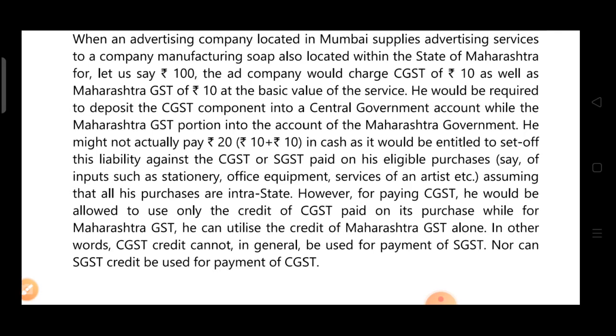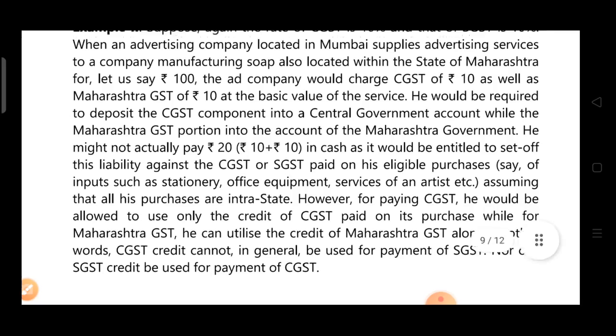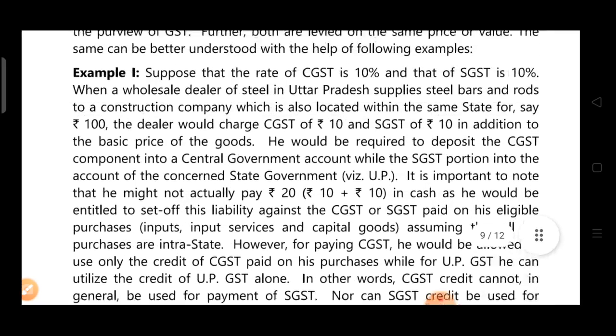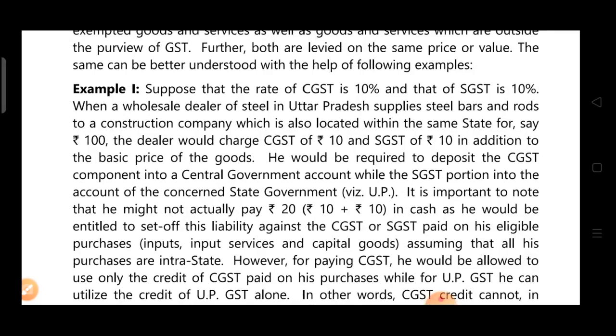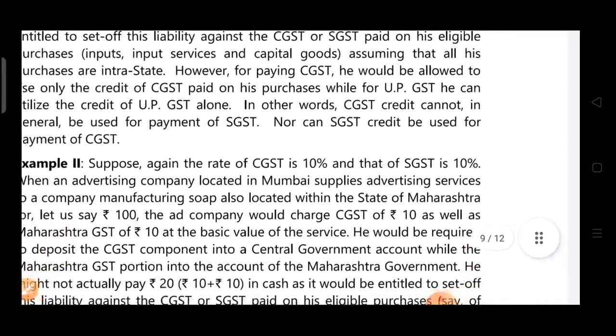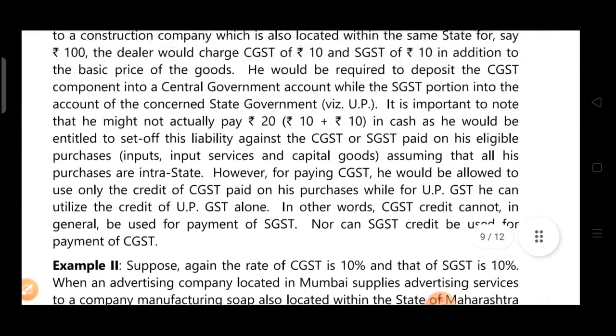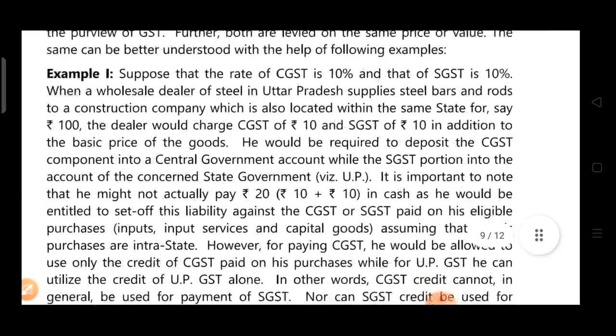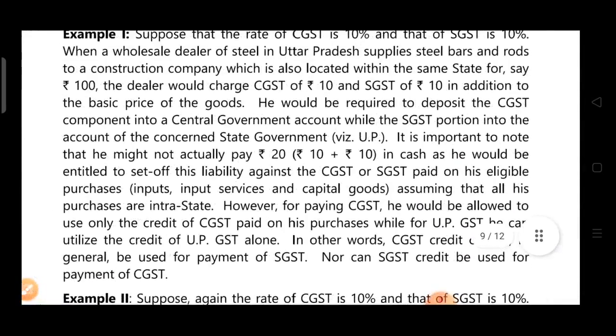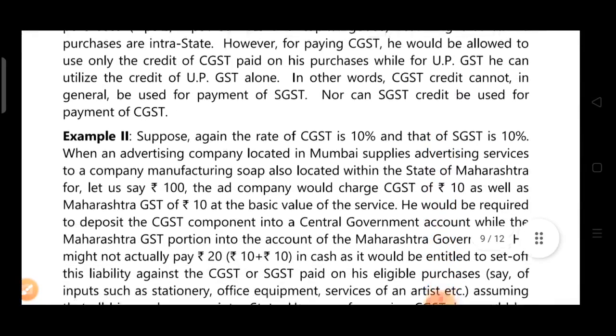However, for paying CGST, he would be allowed to use only the credit of CGST paid on his purchases, while for Maharashtra GST, he can utilize the credit of Maharashtra GST alone. In other words, CGST credit cannot in general be used for payment of SGST, nor can SGST credit be used for payment of CGST. You know why they have given two examples. In the first example, they have explained that the supplier is supplying goods, and in the second example the supplier is supplying services. Both are examples of intrastate supply, because the question was only based on intrastate supply. Okay, in the first example they have explained goods, when goods are supplied, how this tax will be imposed, and in the second example they have shown services.